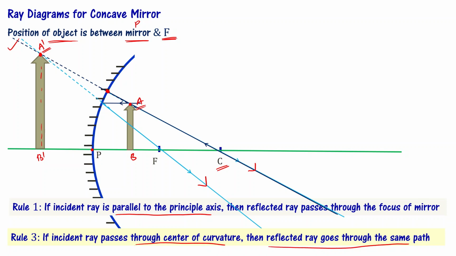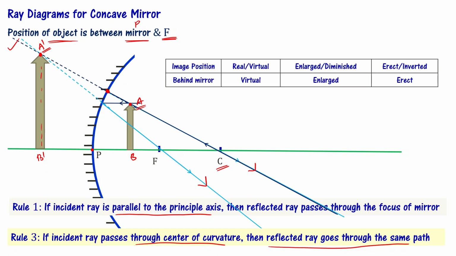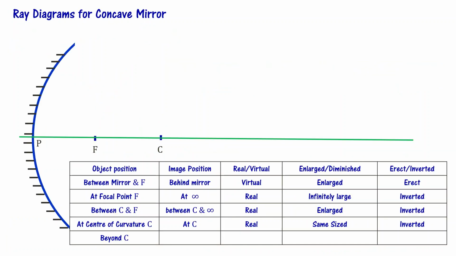Anyway, what you have seen is A prime B prime is much larger, and the image position is behind the mirror, and it is enlarged in size, and it is a virtual image. And once you say virtual image, it is going to be erect. Please note this. Let us mark this also. Okay, when the object is between P and F, the image is going to be behind the mirror, and it is going to be enlarged, and it is erect, and it's a virtual image, right?